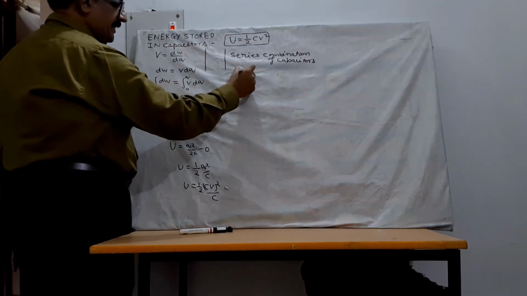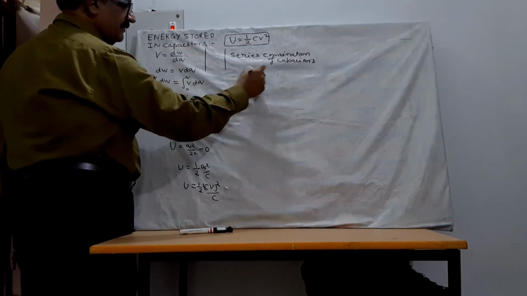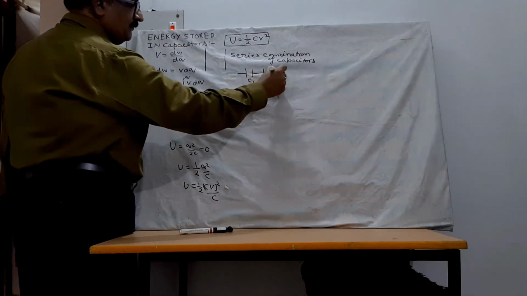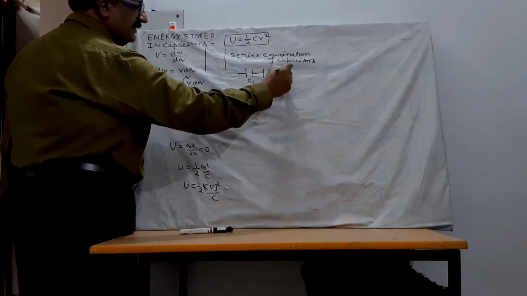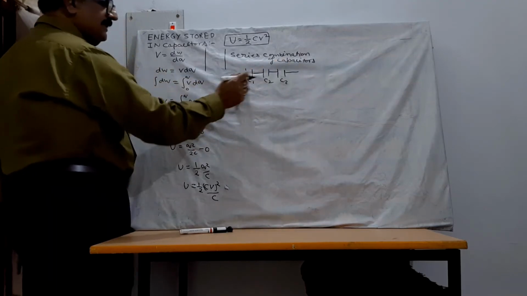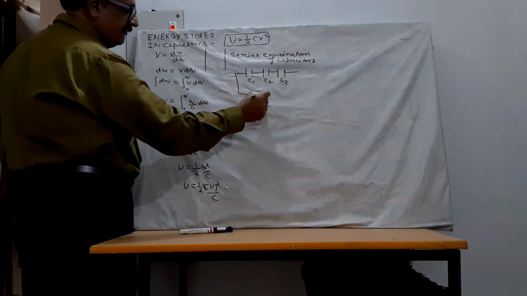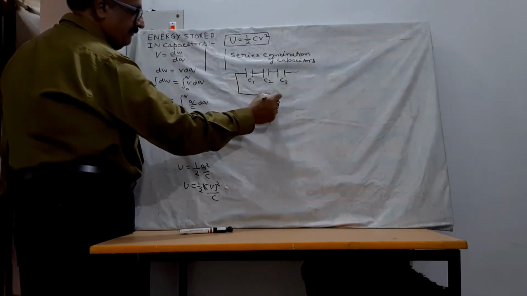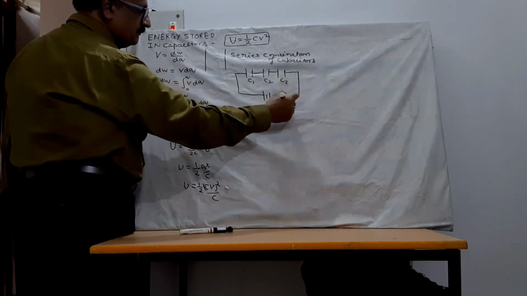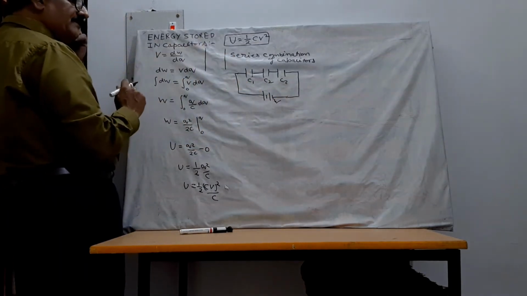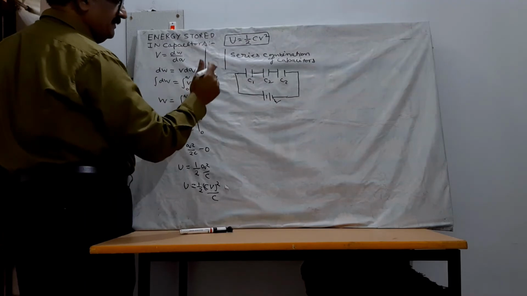Suppose that there are three capacitors, C1, C2 and this C3. These are connected in series. Now this whole combination is connected across a battery and the terminal potential of the battery is V. So since they are in series, the potential difference across each capacitor will be different.